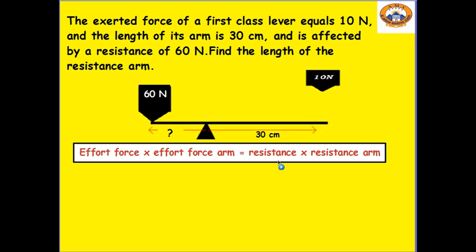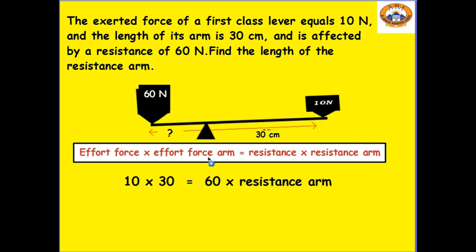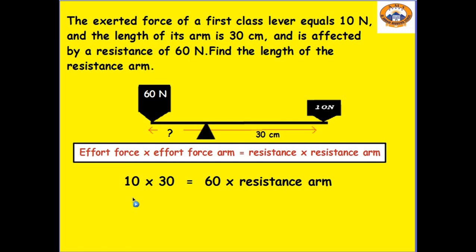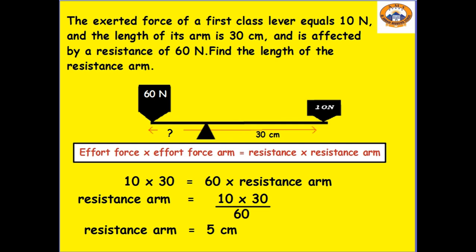Here, the unknown, or what we want to find out, is the length of the resistance arm. So again, by substitution, the effort force was 10 Newton, the effort force arm was 30 centimeter, the resistance is given, it's 60 Newton, and we don't know the value of the resistance arm. The resistance arm will be equal to 10 times 30 over 60. So the final answer would be resistance arm equals 5 centimeter.